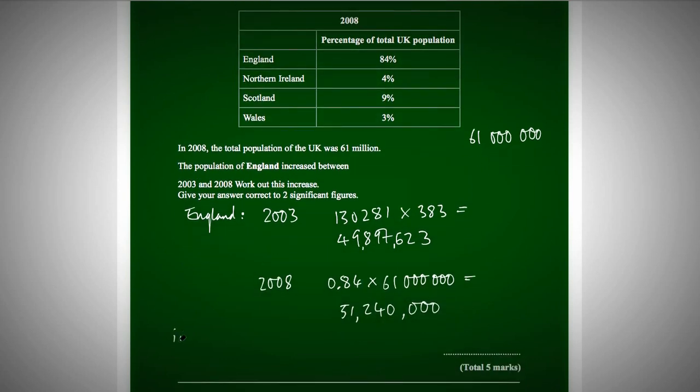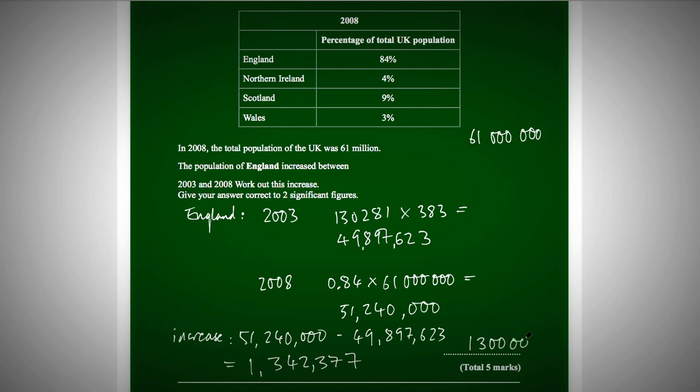So increase is 51,240,000 minus the 49,897,623. And that is 1,342,377. Corrected to two significant figures, that is 1,300,000.